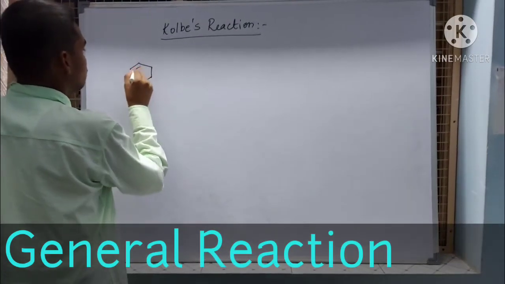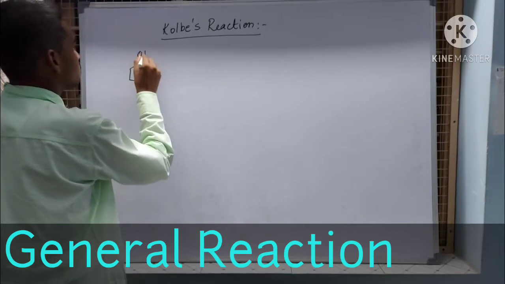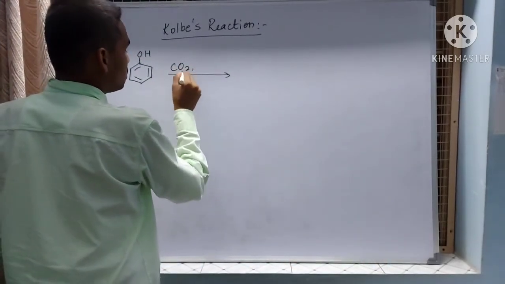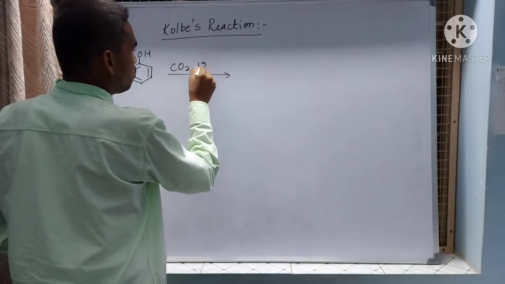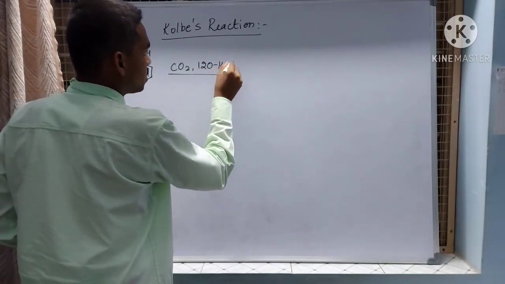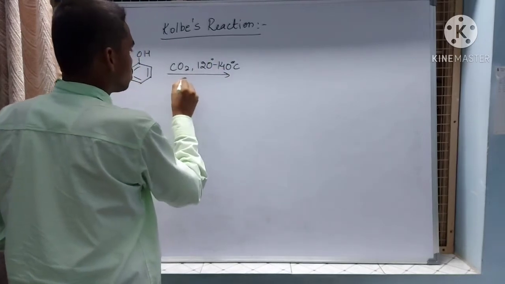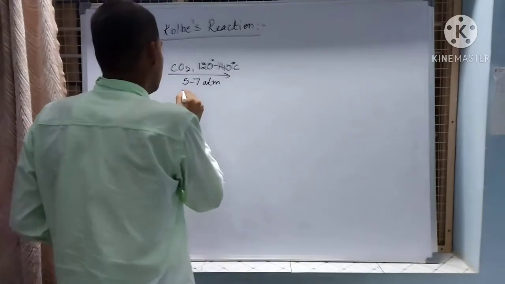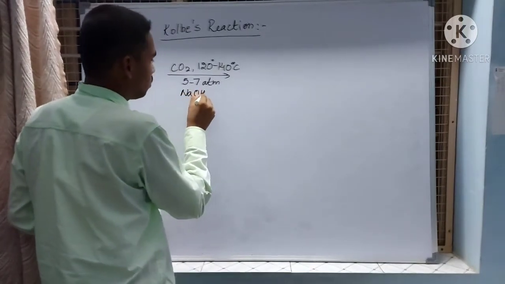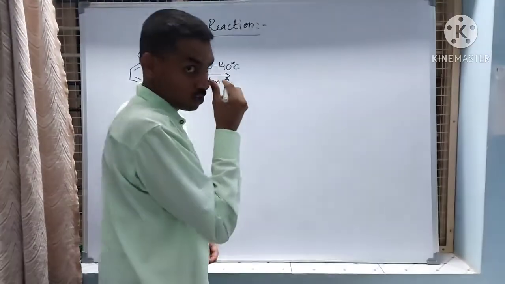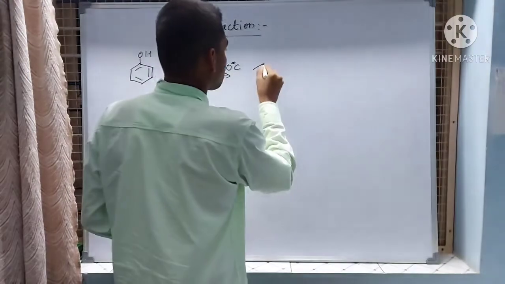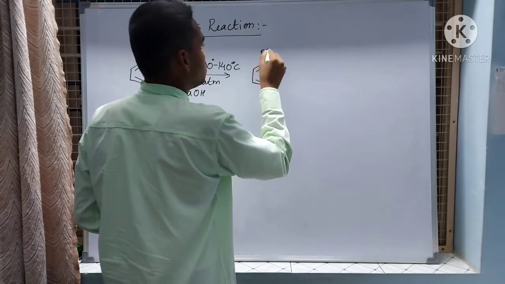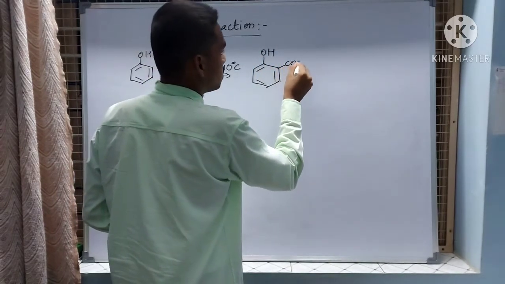We are going to take phenol, right? Then we are going to use carbon dioxide at a temperature of 120 to 140 degrees Celsius and an atmospheric pressure of 5 to 7, and in an alkali medium we are going to use sodium hydroxide, or you may use potassium hydroxide also. We are going to get salicylic acid, right?